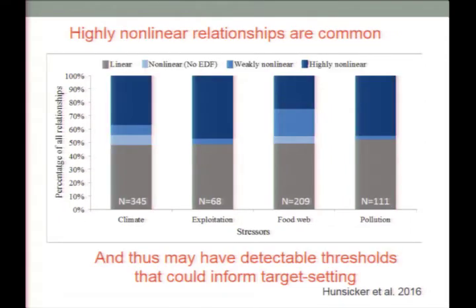And then when I parsed out these nonlinear relationships based on my estimated degrees of nonlinearity, you see that those relationships that were nonlinear often are these highly nonlinear relationships, which are likely to show inflection points and might have detectable thresholds that can inform target setting. So these dark blue are the highly nonlinear relationships, the pale blue are weakly nonlinear, and the really light blue are those that were nonlinear, but we couldn't actually quantify the degree of nonlinearity.